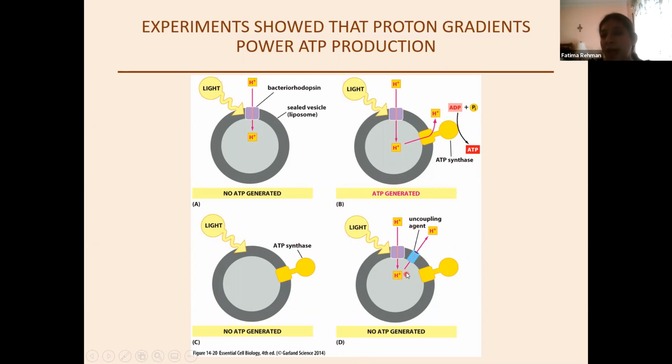Then in that very last part, you can see that you have both the bacteriorhodopsin and the ATP synthase, but now you've added an uncoupling agent, so another proton pump inside that space. While bacteriorhodopsin, when activated by light, will take protons and shuttle them into the liposome, the uncoupling agent is shuttling them out, so they don't have a chance to get to ATP synthase and produce energy.